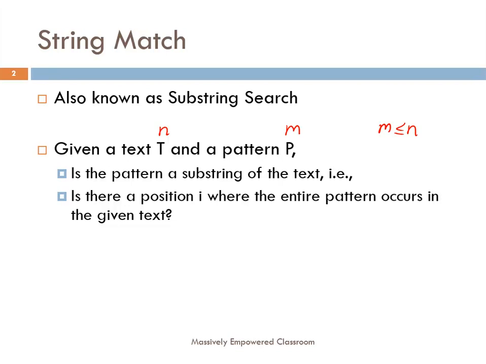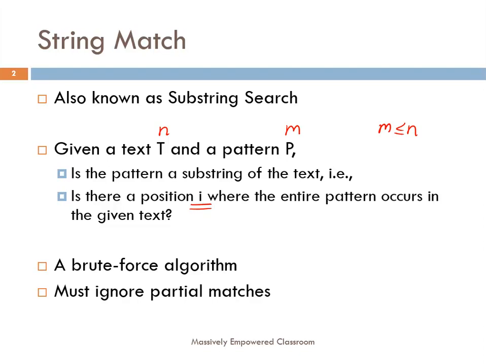So you're given a text and a pattern. Both are strings, and typically the pattern is a shorter string than the text. The problem is to find whether the pattern is a substring of the text. That is, is there a position i in the given text T, starting from which the entire pattern P occurs in the text? Let's look at an example to make that clear. And of course, we are going to consider a brute force algorithm in this lesson.